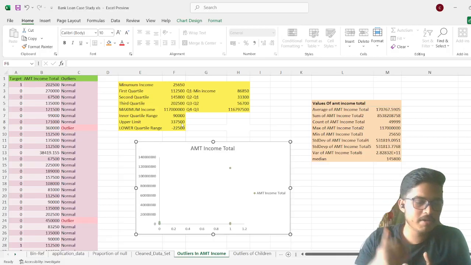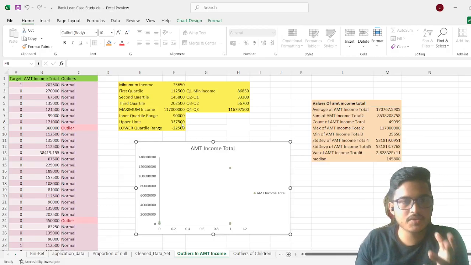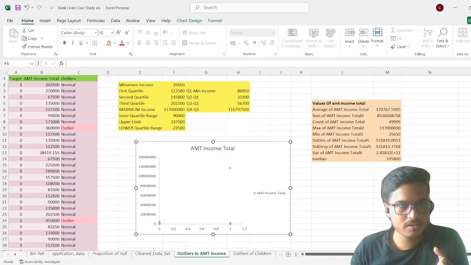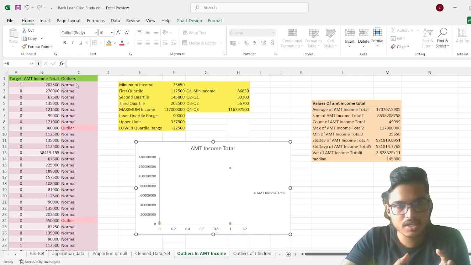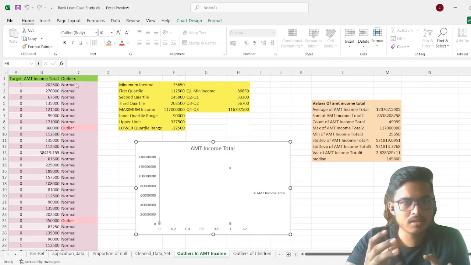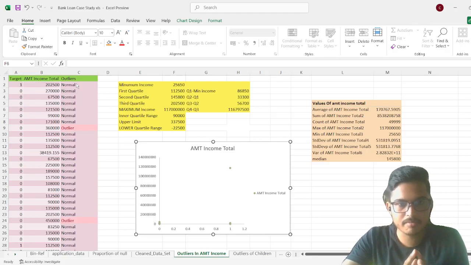Okay. So the upper limit and the lower limit, and then we use the IF function in our outliers column. The IF function is used to find the outlier. If the cell is greater than the upper limit or less than the lower limit, then this cell is marked as an outlier. Otherwise, it is normal. So we can check what the outliers are in our columns.